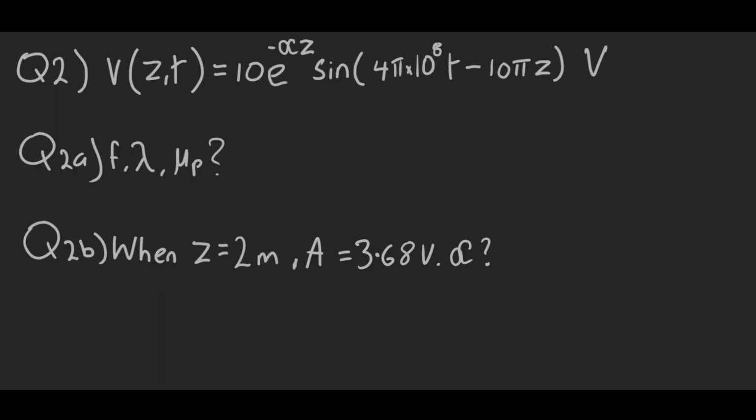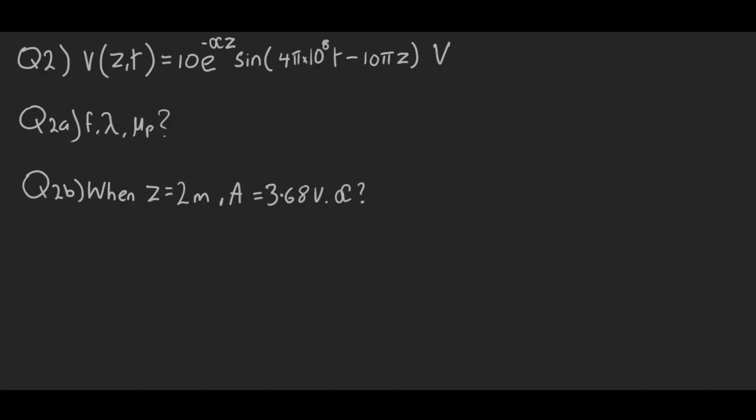Okay, here's question 2. This is a one-dimensional traveling wave once again, and this time it's not the electric field, it's a voltage. In question 2a, I want you to find 3 parameters: the frequency, the wavelength, and the phase velocity. And in question 2b, when Z is equal to 2 meters, the amplitude is equal to 3.68 volts. What I want you to do is to calculate the attenuation constant alpha. Pause the video if you need to and work on the solutions.